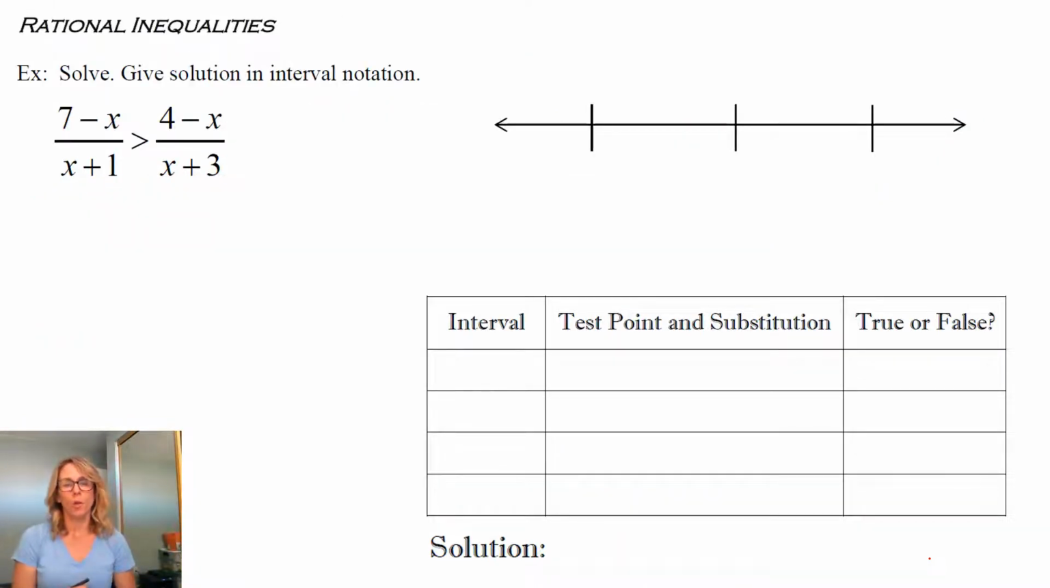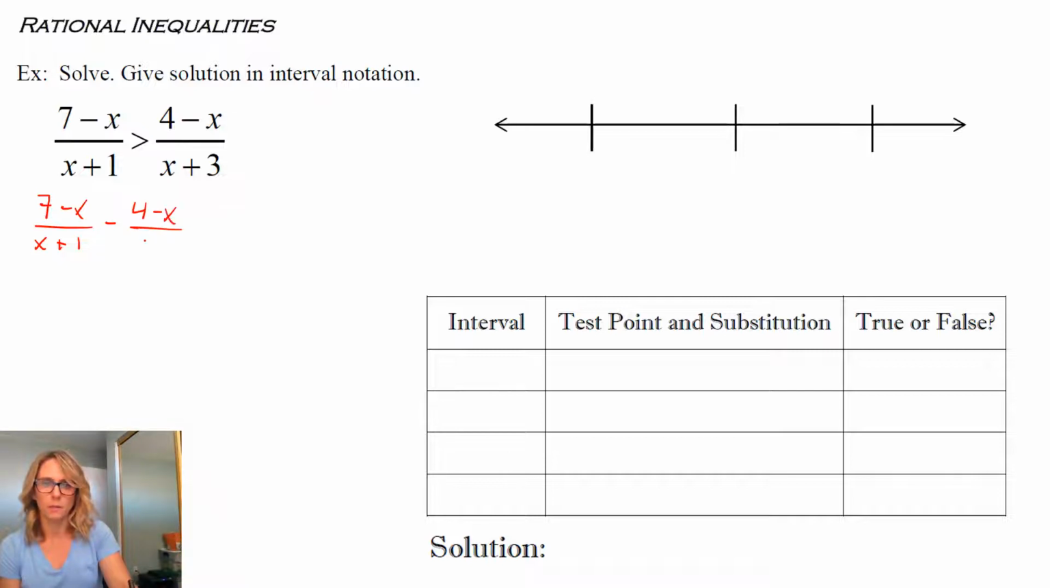Now, for rational inequalities, it's still very similar. We're still looking for whatever values make this inequality true. The best thing to do is still to bring everything to one side. So I'm still going to have it with a 0. So -4 minus x plus 3 is going to be greater than 0. So that's what I want to be true.